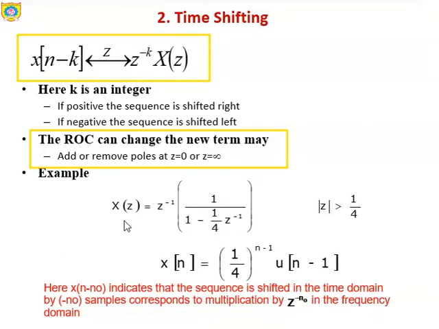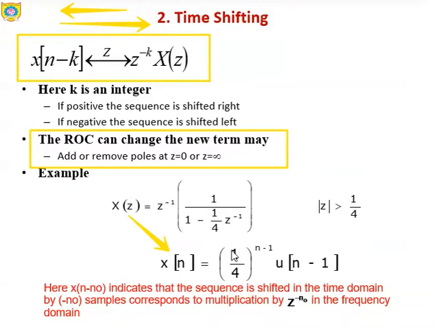The example is quite simple. If X of z is given, let's say z raised to minus 1 times 1 upon 1 minus 1 by 4 z inverse, and the ROC is given as mod z greater than 1 by 4. From this X of z, let's assume that we need to obtain x of n. It is like the inverse z transform. When x of n is converted into X of z, it is the z transform. In the reverse way, when X of z is converted into x of n, it is the inverse z transform.